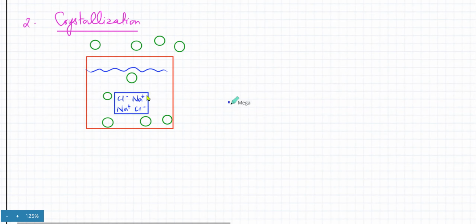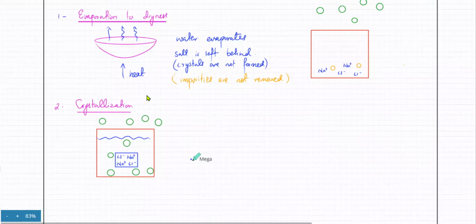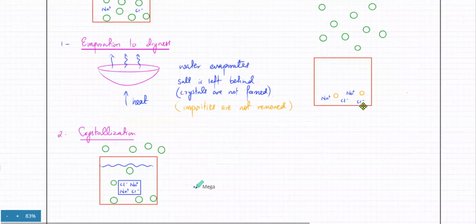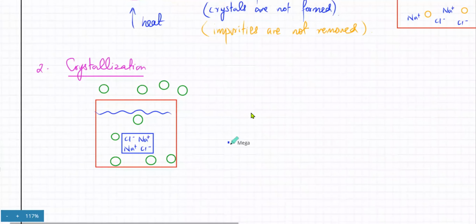So the particles would find each other and they would sort of get together and crystals are going to form. So that's the major difference between evaporation to dryness and crystallization. In evaporation to dryness, you just evaporate all the water very quickly, and the particles just don't get enough time to get together. Now, what you do is you just do it a little bit slowly, and you don't get rid of all the water molecules.